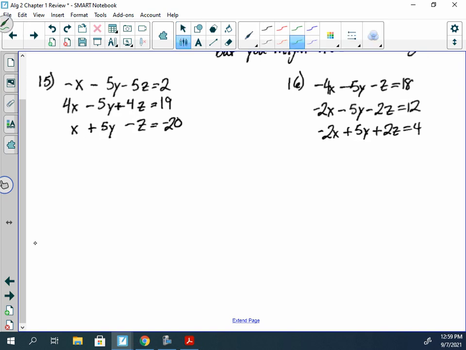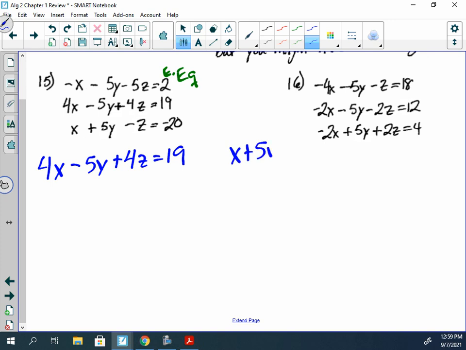Why don't I change it up? Let's use the top equation. I used the bottom one during the first 2 hours. So we can just go on and write the other 2 equations down. 5y plus 4z is equal to 19. X plus 5y minus z is equal to negative 20.